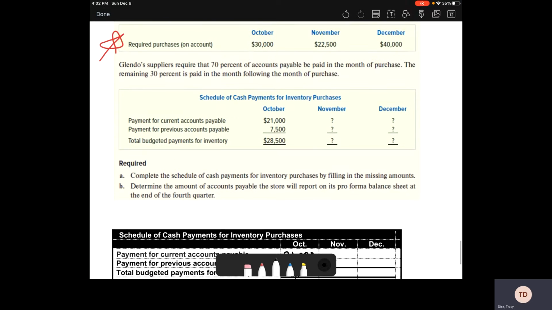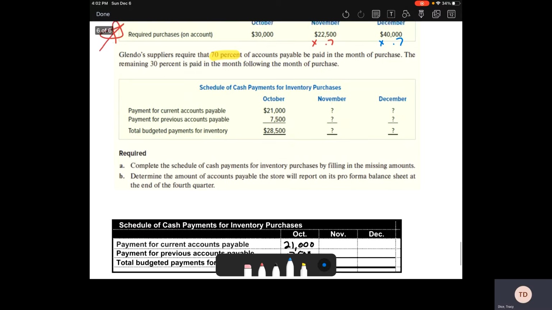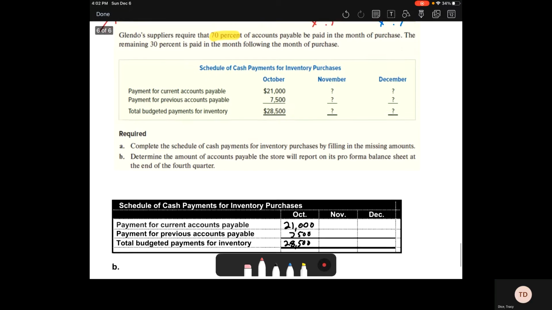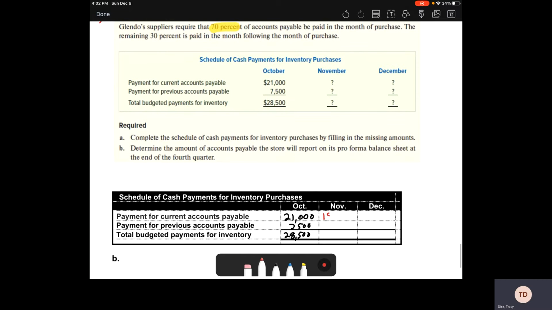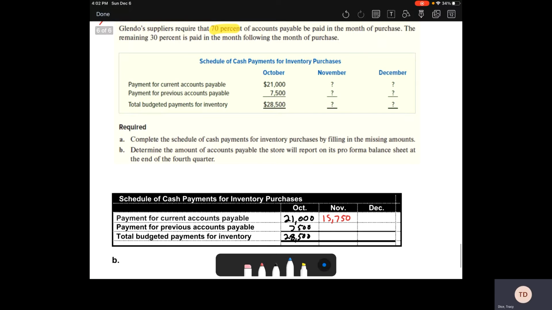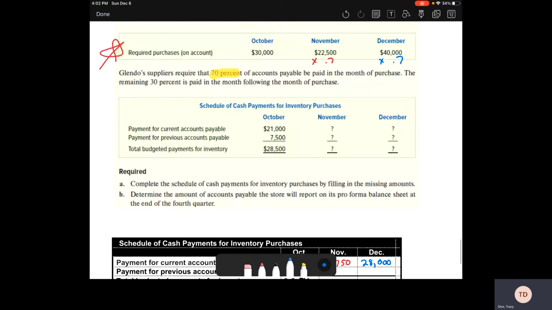So the first thing we need to look at is how much of the current month we are going to pay off. Well, they tell us we're paying off 70% of the current month. So we start by taking 22,500 times 0.7, and then 40,000 times 0.7. When we do that, we end up with November paying off $15,750, and in December we pay off $28,000 of our accounts payable.